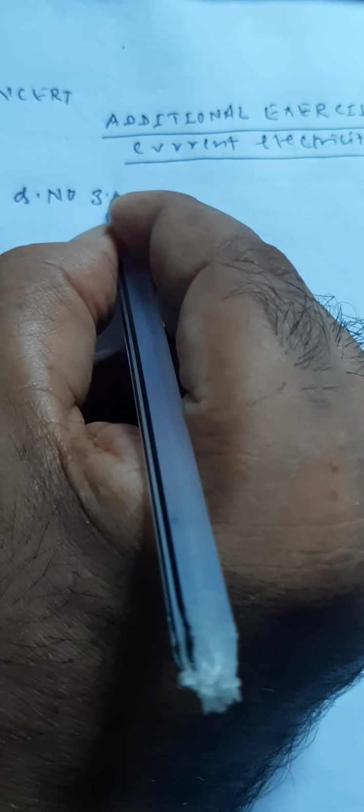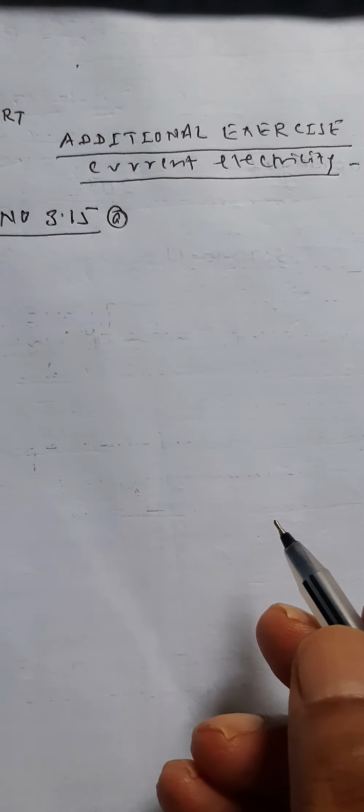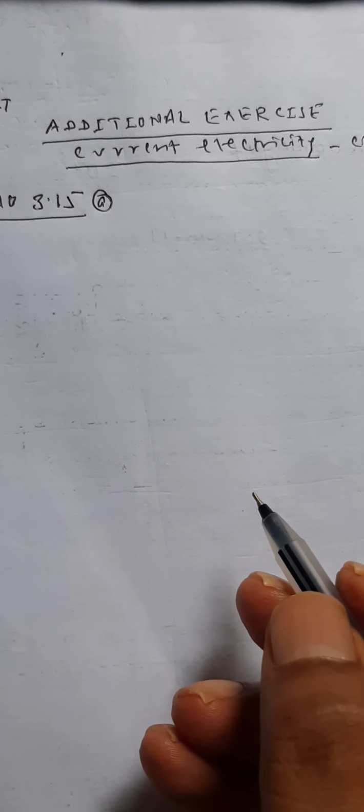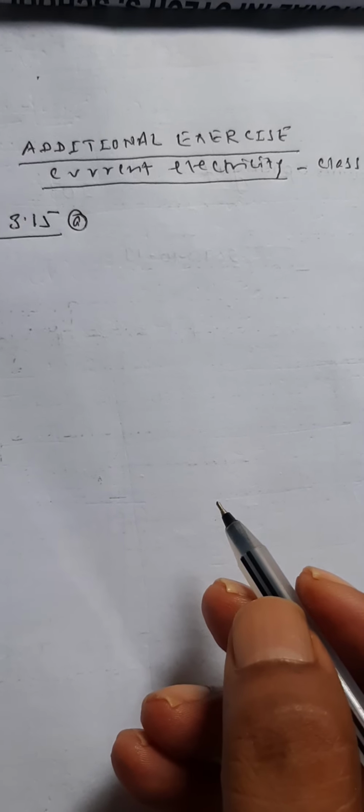This question is from the additional exercises, Current Electricity, Class 12 NCERT. Question number 3.15a. According to the question, 6 lead acid type secondary cells, each of EMF 2.0 volt and internal resistance 0.015 ohm, are joined in series.